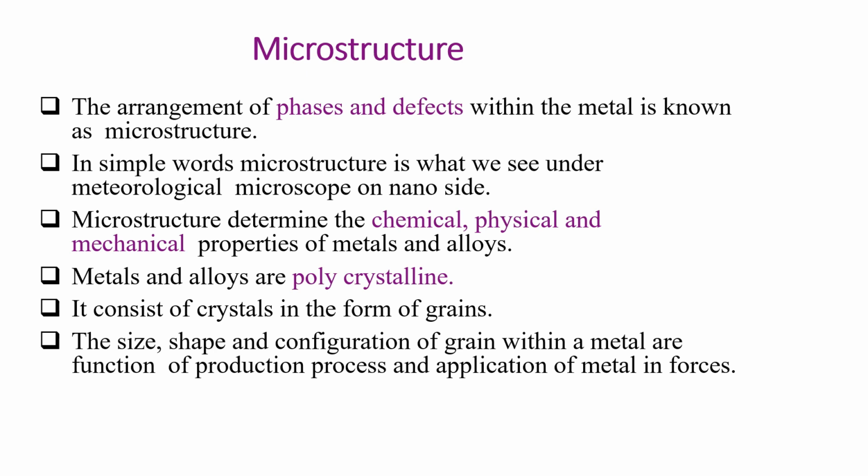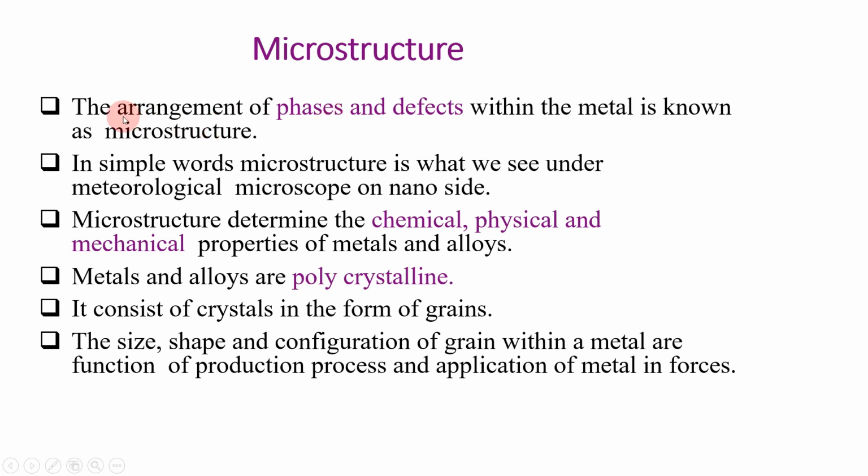See what you mean by microstructure. I am reading: the arrangement of phases and defects within the metal is known as microstructure. So in the metal itself, what kind of defects and phases are hidden within it? Studying those is known as microstructure. Just by seeing externally we can't identify the phases and defects which lie within the metal. For that purpose we need to do metallography, or study the microstructure.